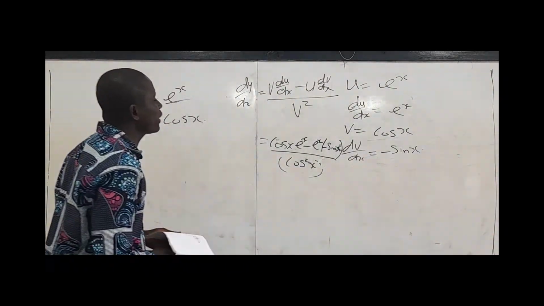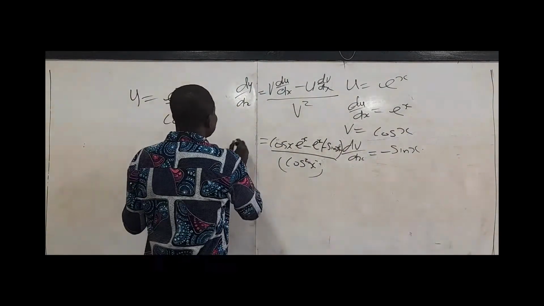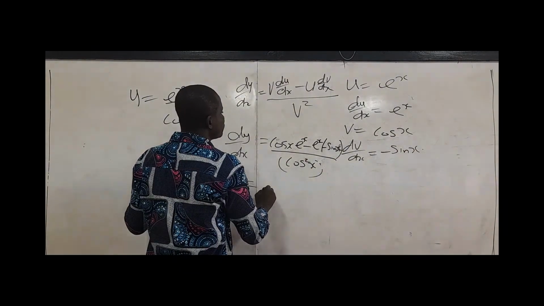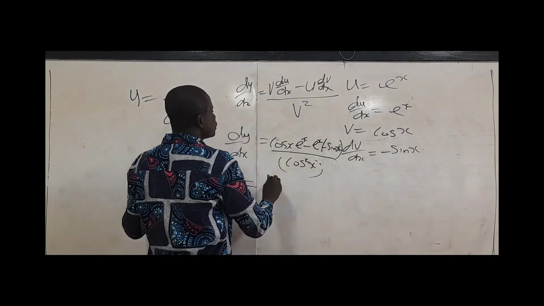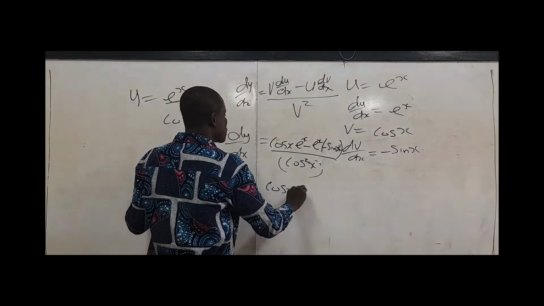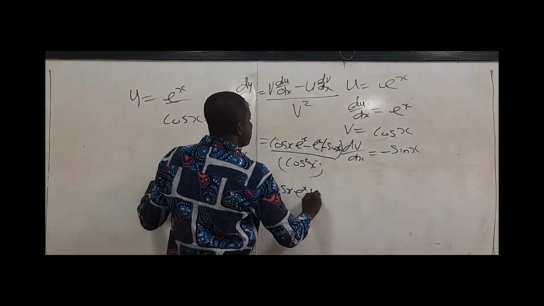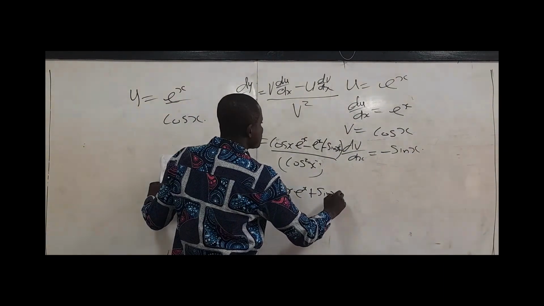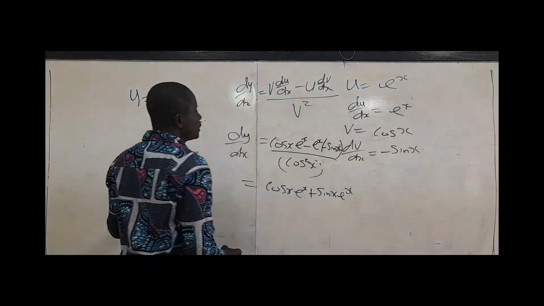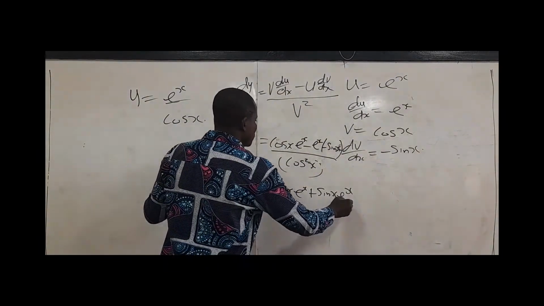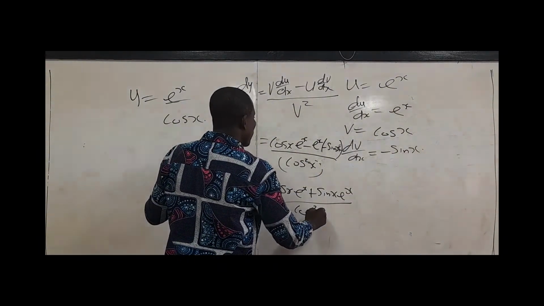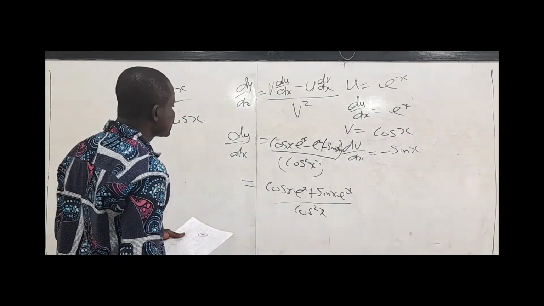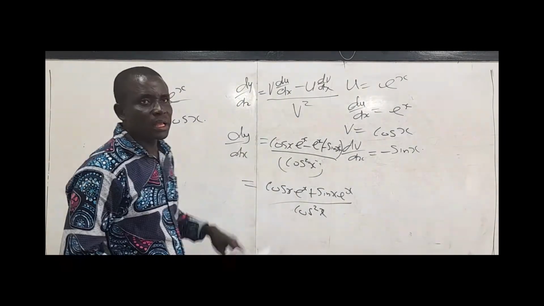Now let's see if we can do some rearrangement. This is dy/dx. So here we are going to have what? In fact, one can decide to say that it is cos x e^x plus sin x e^x. Why is it plus? Because minus minus turns to plus. Then over cos squared x. Okay, so that is that.